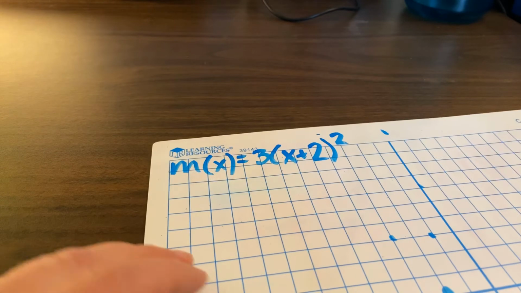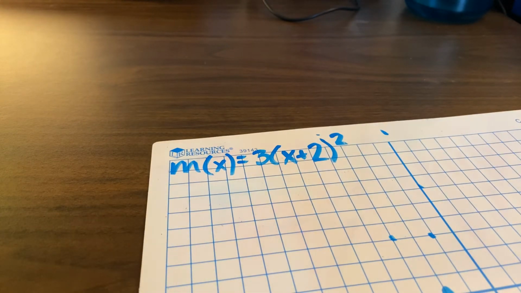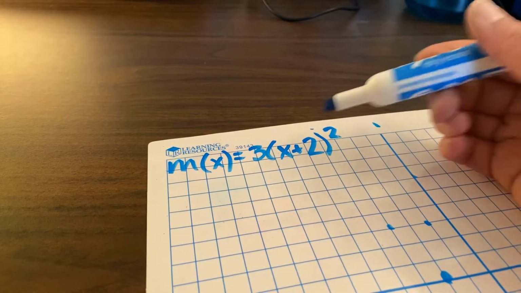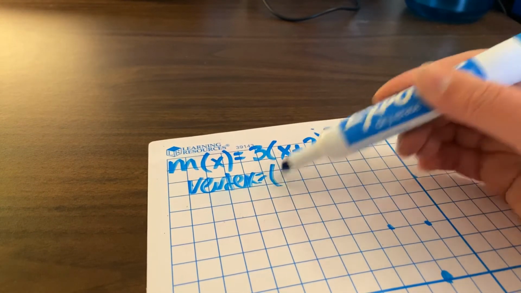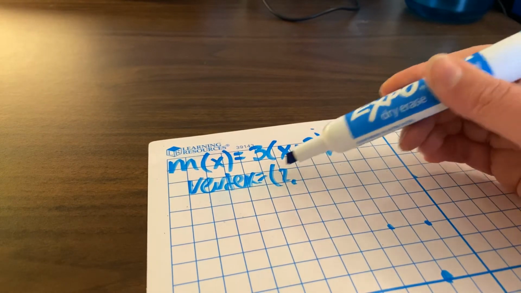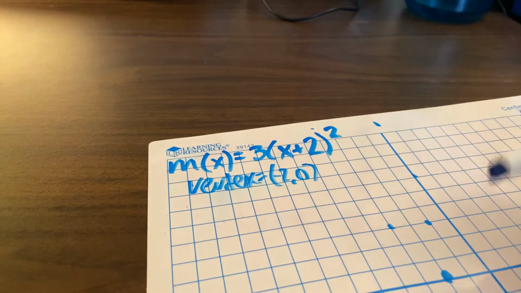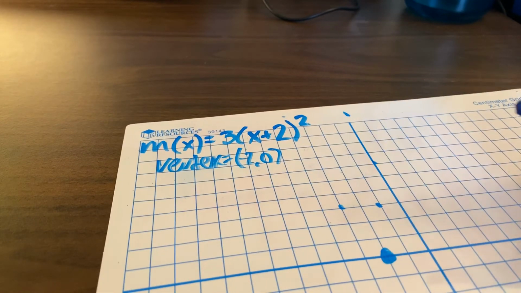And one last problem. Suppose we have m of x equals 3 times the quantity x plus 2 squared, and they ask you to graph the function and compare it to the graph of x squared. So, where's my vertex? My vertex is at the point negative 2, 0. So negative 2, 0, there's my vertex.